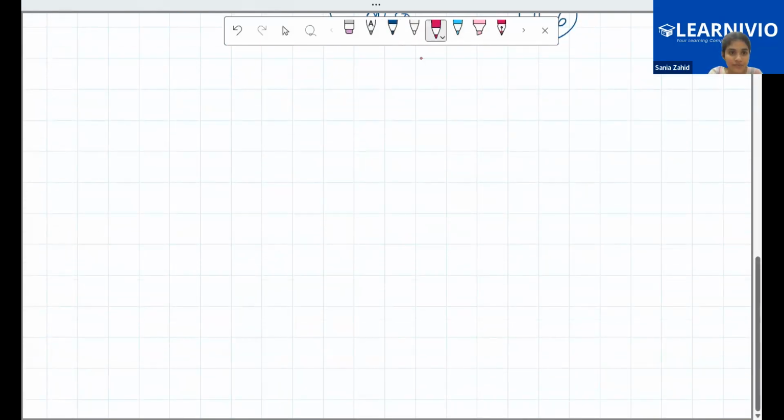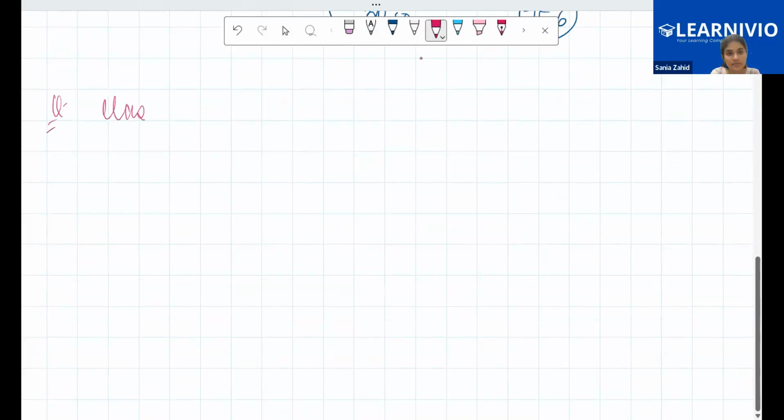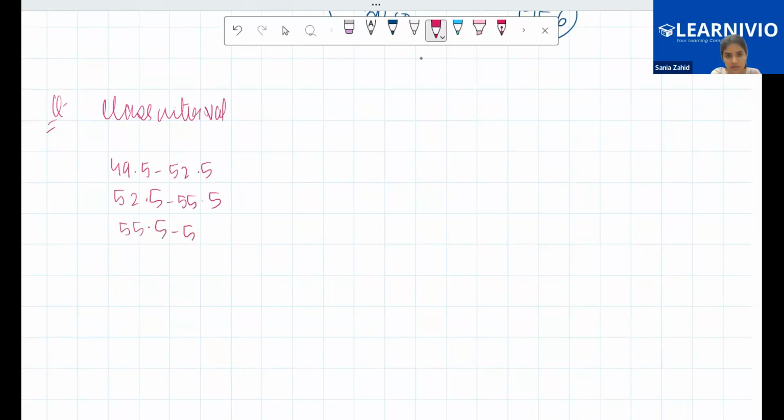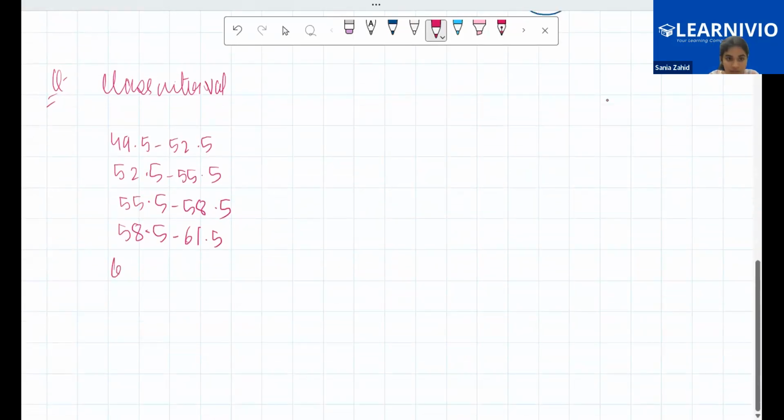So we have, first of all, the class interval given: 49.5 to 52.5, 52.5 to 55.5, then next is 61.5. 55.1 is the answer? No, that's also not the answer. We'll check. No problem. Look here, we have 61.5 to 64.5. Okay. So what are the Fi values? What is the middle value for this?